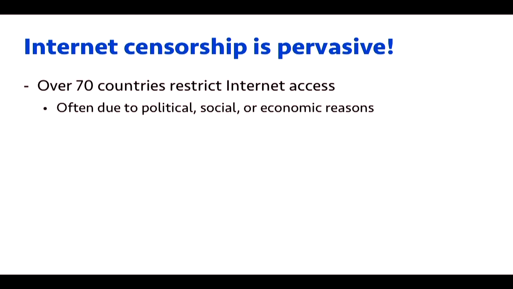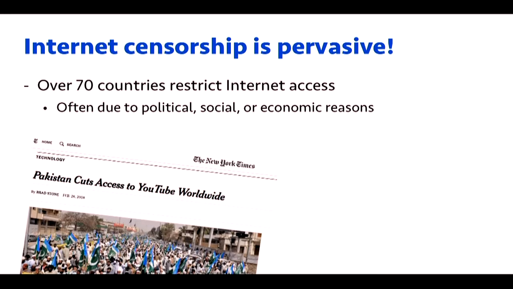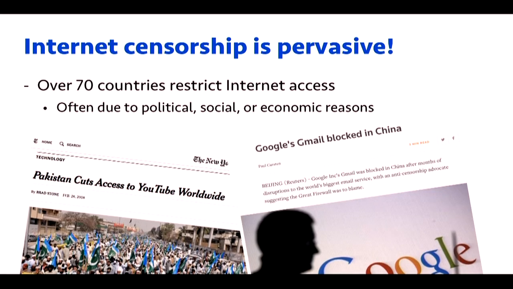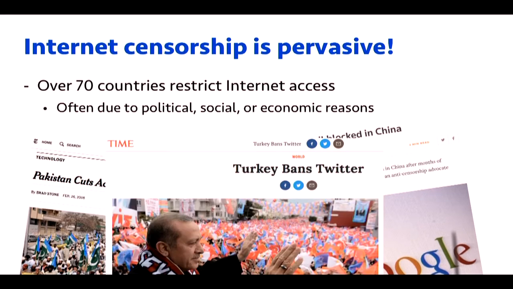So internet censorship is rising globally, with over 70 countries censoring internet content in one way or the other, often due to political, social, and economic reasons. Some recent examples of censorship include the blocking of YouTube in Pakistan for 4 years, the censorship of Google in China, and the blocking of Twitter in Turkey.